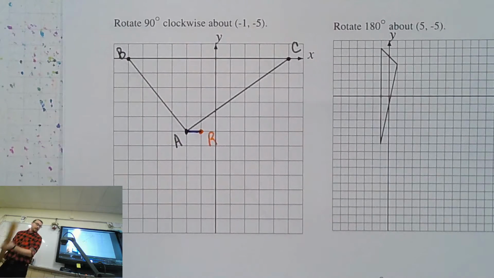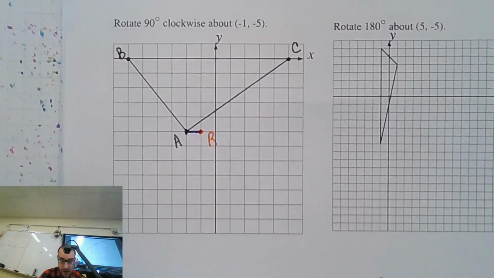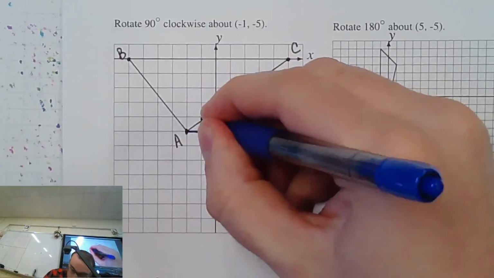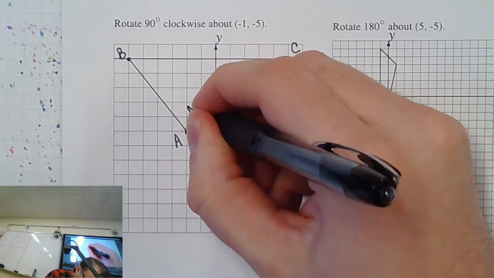Right now, A is pointing this way. To get to A, we're going that way. If we do 90 degrees clockwise, for you guys, that's this way. So it's going to go up, right? So from the center of rotation, which is R, we're going to go up 1, and that's where A prime is. There's A prime.